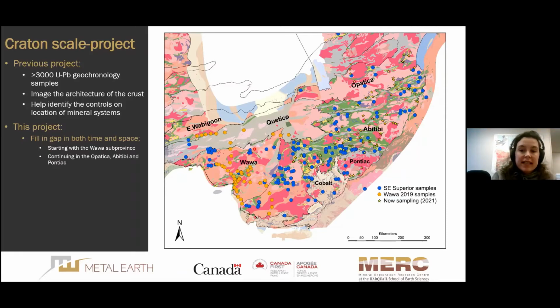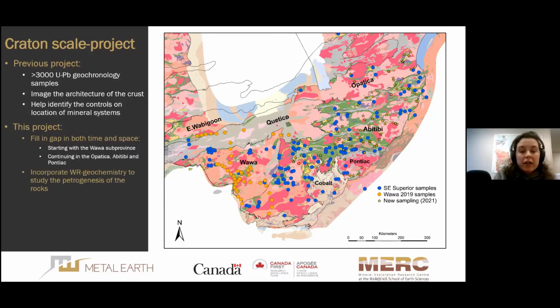And over this last summer, I was very lucky and could do field work. And so we extended the sampling out to Oparica, Abitibi, and a few samples in the Pontiac sub-province. And these are indicated with the yellow star symbols.